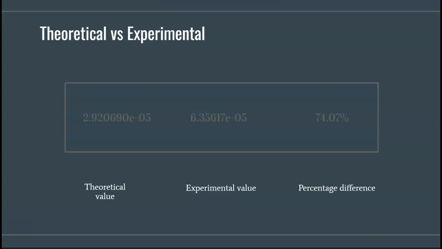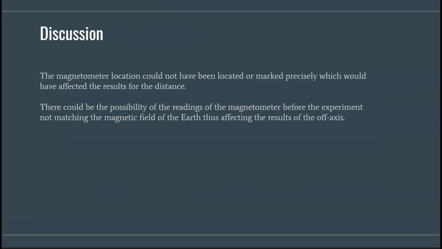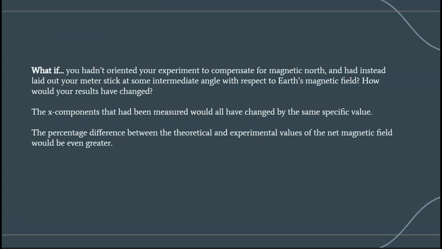For the off-axis magnetic field, I found the theoretical value to be 2.92 times 10 to the negative 5, and the experimental value to be 6.35 times 10 to the negative 5. This had a 74.07% difference. This could be due to many reasons. The magnetometer location could not have been located more precisely, which would have affected the results for the distance. There could be the possibility of the readings for the magnetometer before the experiment not matching the magnetic field of the Earth. This would affect the off-axis values.